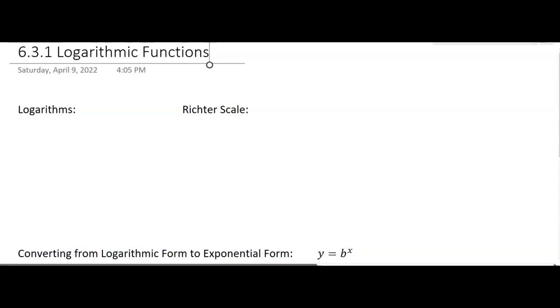So in this section, we're going to start talking about logarithmic functions. So this allows us to work with the exponent on an algebraic level. Okay, so that probably doesn't make a lot of sense right now, but we'll show you how it works. A Richter scale is an example of something that uses a logarithmic function.